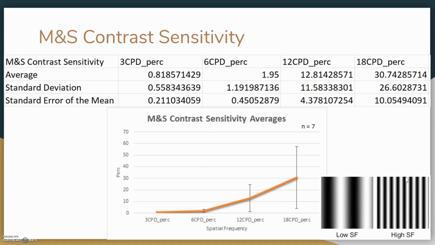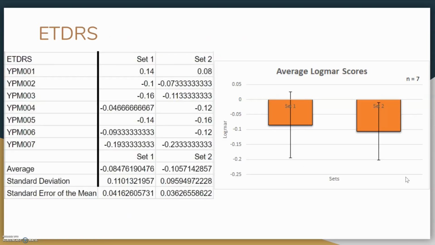On the MNS contrast sensitivity assessment, we show the participants a circle with lines that are either vertical, horizontal, up left, or up right. Each time a circle is shown, the lines vary in thickness and frequency. We measured how well each participant can distinguish the orientation of the lines. We organized the data on a graph showing the relationship between the cycles per degree and the average of how well the participants were able to identify the line's orientation, and that's recorded in percentages.